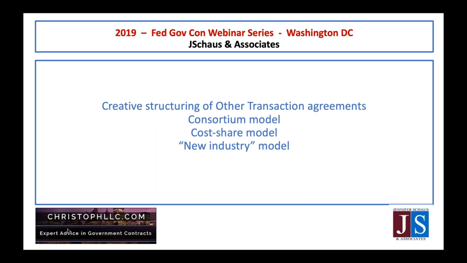The consortium model is controversial, but it is in use right now. Under the consortium model, well, there's many forms of it, but let me give you one form of the consortium model. It has the federal agency on the one hand, and then in the private sector, there is a collection of several different federal contractors who are all participating in this other transaction. These several contractors join together under some sort of articles of collaboration or consortium.